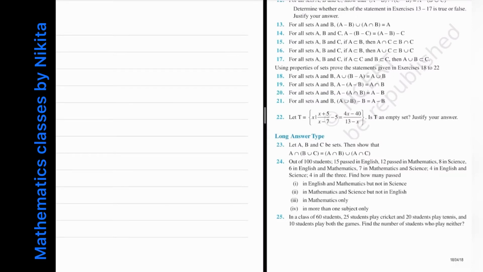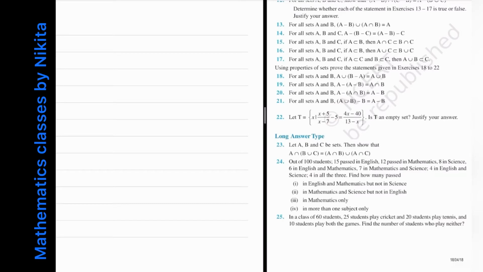Now let's see question number 22. Question number 22 says, let T be this set, that is all those x such that this condition is given on x. Is T an empty set? Justify your answer. So basically we have to find the set T. We have to find all those x which satisfy this condition. So basically you have to solve this equation. On both the sides you have rational functions, so you have a numerator and a denominator on both sides.